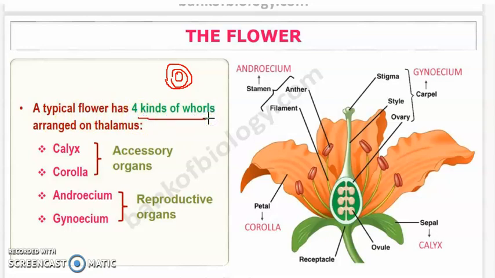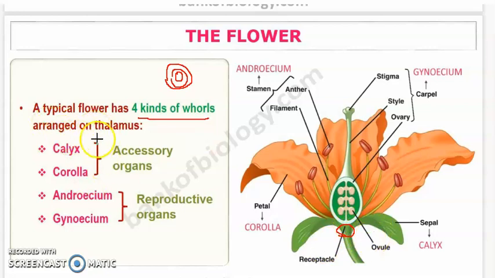There are 4 kinds of whorls, which are concentric circles. It is a pattern, round structures. So there are 4 kinds of whorls arranged on the thalamus. Where are these whorls present? Where are all the parts of a flower arranged? It is on this thalamus, which is the swollen portion, and the thalamus is also called the receptacle.